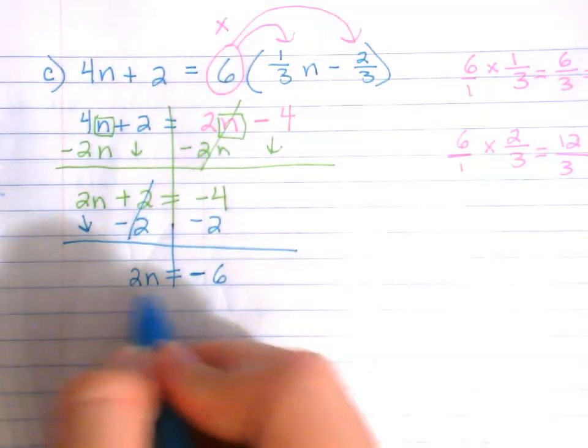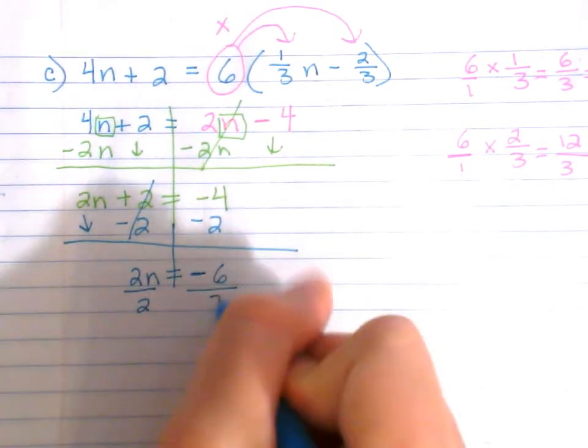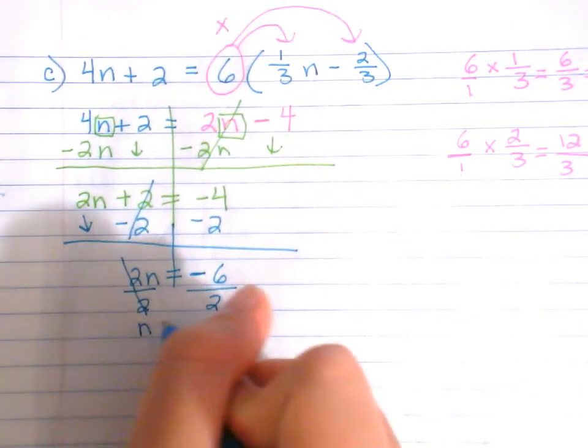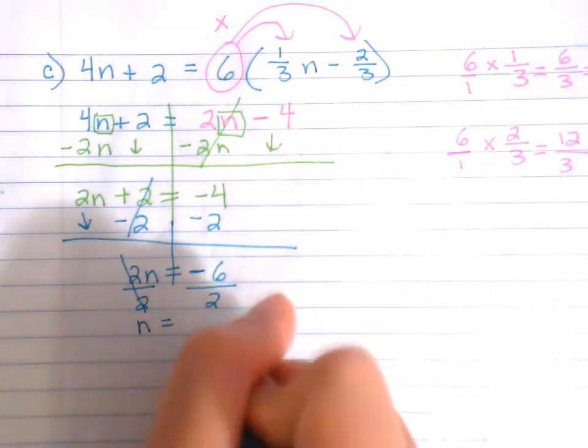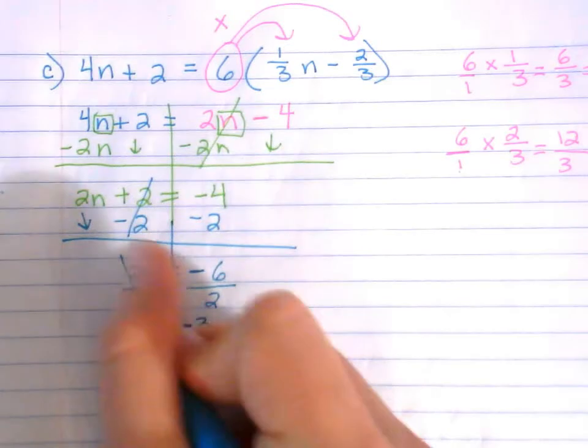All right, touching, they're married, they're being multiplied, so we have to divide both sides by 2. 2 divided by 2 is 1, just leaves us with n. Negative 6 divided by 2. Negative divided by a positive is a negative. 6 divided by 2 is 3.